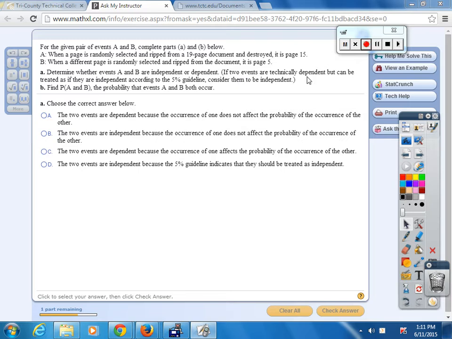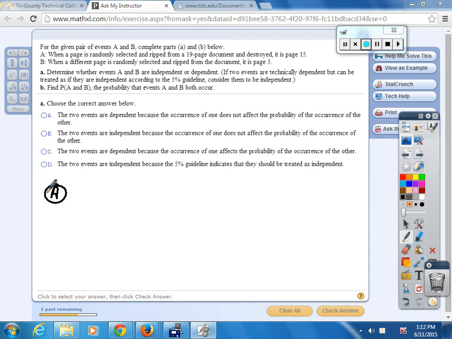If two events are technically dependent, but they can be treated as independent according to the 5% guidelines, consider them to be independent. This is not a test question. Find the probability of A and B, the probability that events A and B both occur. Well, you see the and, you know it's multiplicative, right? All right, but in multiplicative, we have to discern whether it's with or without replacement. So let's look and see. Because you tear it out, you can't put it back. Exactly. So it's without replacement.